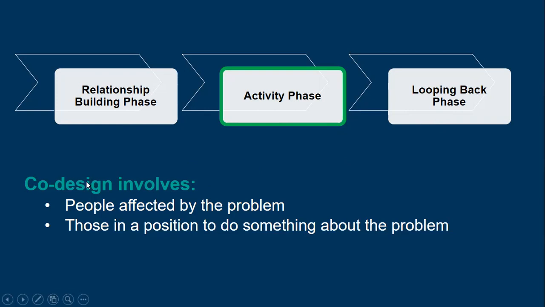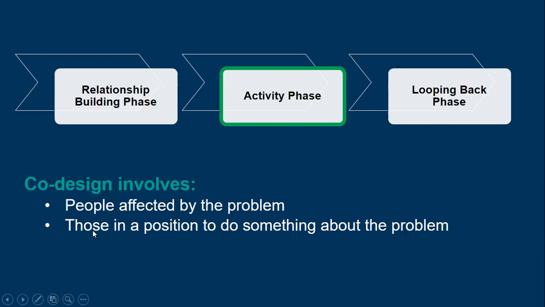And another key principle to think about when you're doing your co-design activity is to make sure that if you're solving a problem, which you're typically doing in co-design, you include people that are actually affected by that problem that you're solving for. So if you're trying to improve access to primary care for people that have diabetes, you'll want to co-design with people that are trying to access primary care who have diabetes.